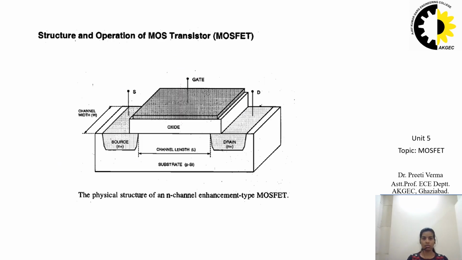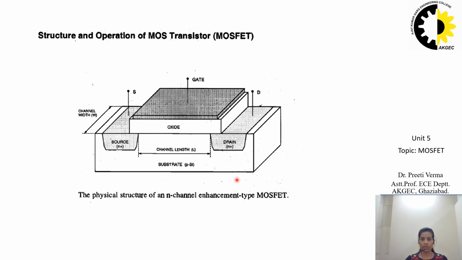Now coming to the MOSFET, that is, the metal oxide semiconductor field effect transistor. The structure shown is the physical structure of an N-channel enhancement type MOSFET. You can see we have a P-type substrate, and into this P-type substrate we have N plus dopings. One N plus doping is named the source, another is named the drain.